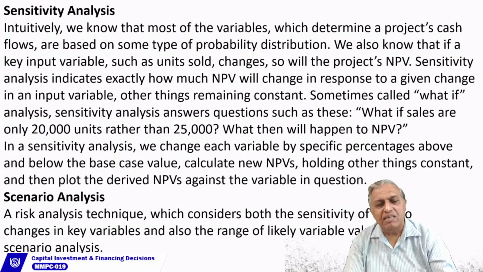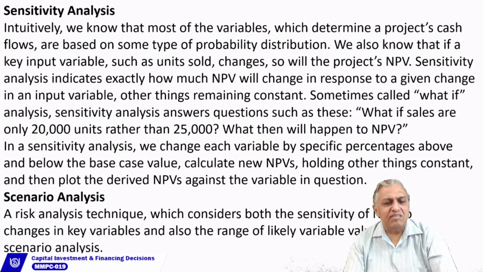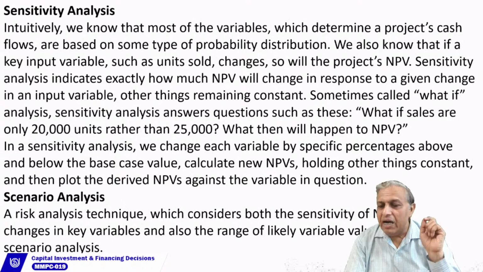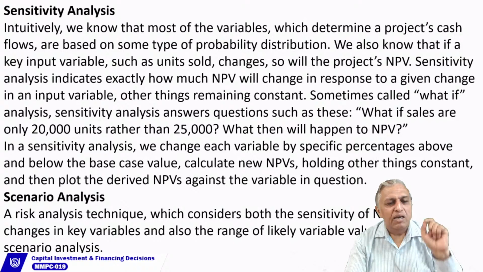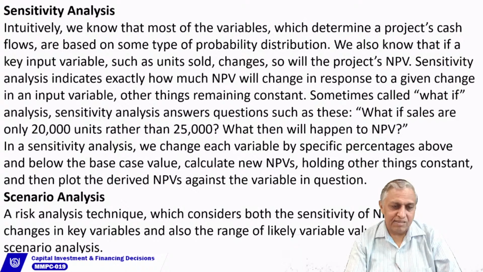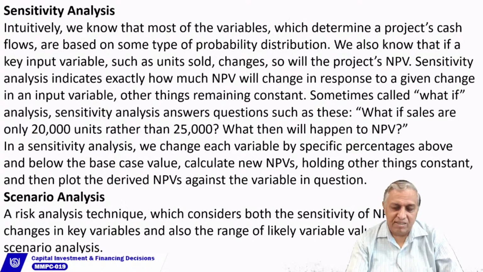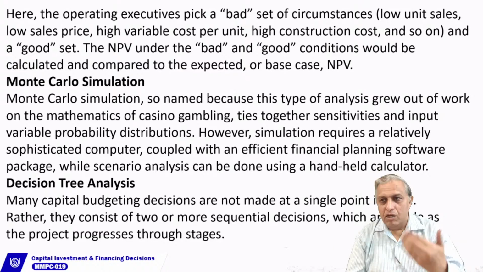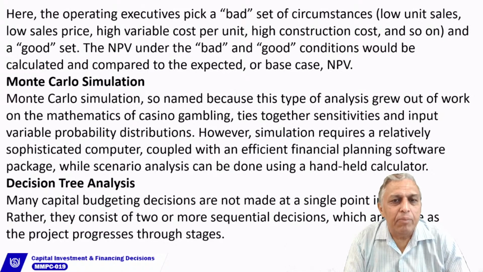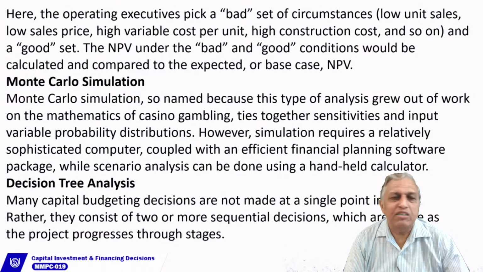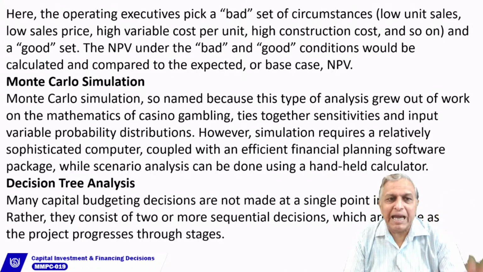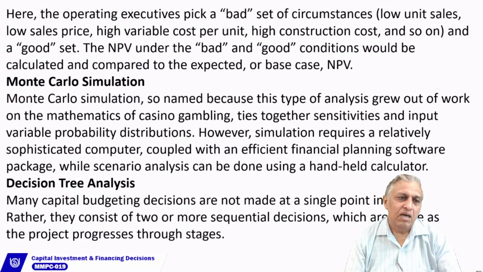Our next analysis is scenario analysis. A risk analysis technique which considers both the sensitivity of NPV to changes in key variables and also the range of likely variable values is scenario analysis. Here the operating executives pick a bad set of circumstances: low unit sales, low sales price, high variable cost per unit, high construction cost, and so on, and a good set correspondingly. The NPV under the bad and good conditions would be calculated and compared to the expected or base case NPV.